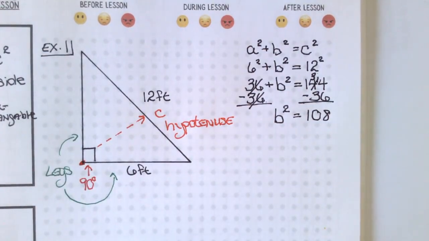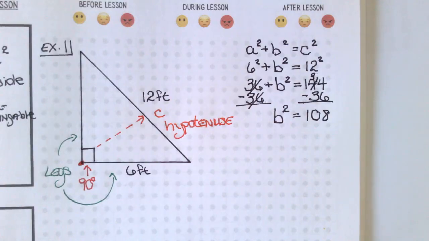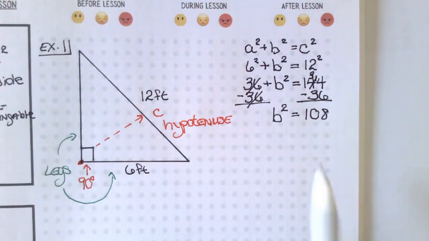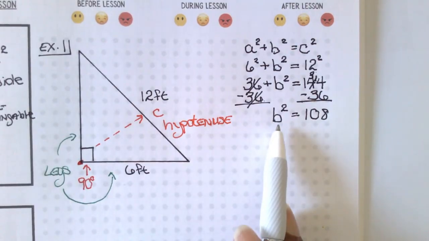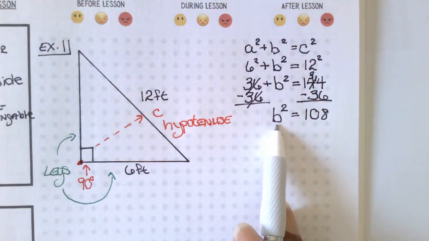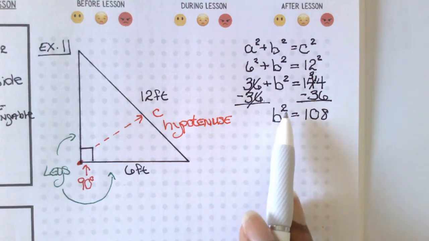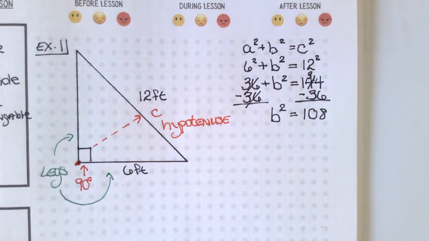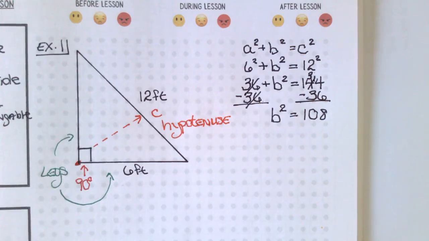And we have our 108. Okay? Now, yes. So now we need to do the opposite or the inverse of b squared. So we're going to have to do the square root.